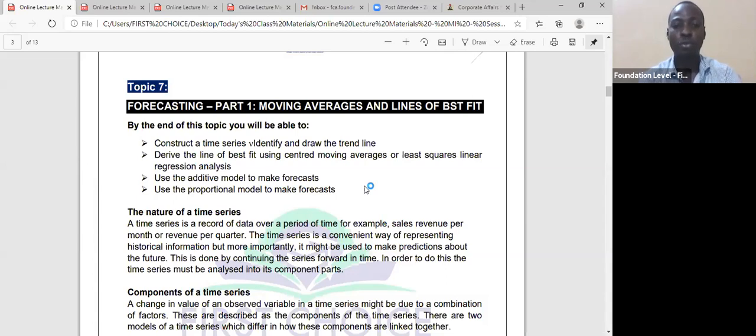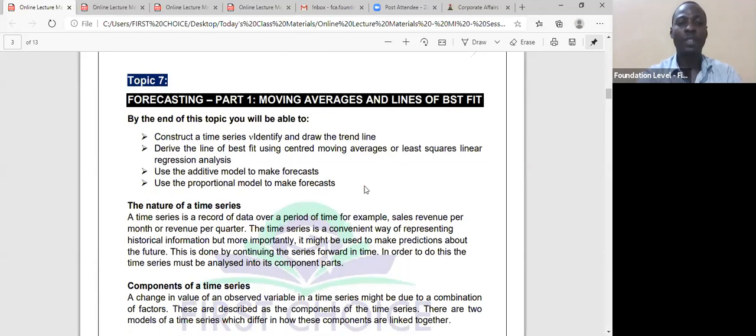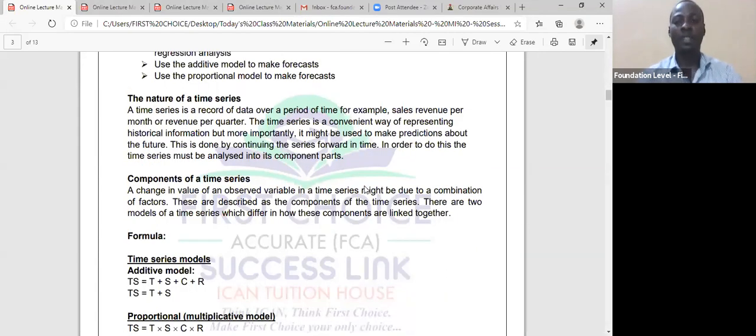In part 2, we will go ahead to do what they call additive model and proportional model to make forecasts. So let's look at the nature of time series. When you hear time, it means movement of the day, the hours, the minutes, they are all time. When we say series, it means something going and reoccurring.